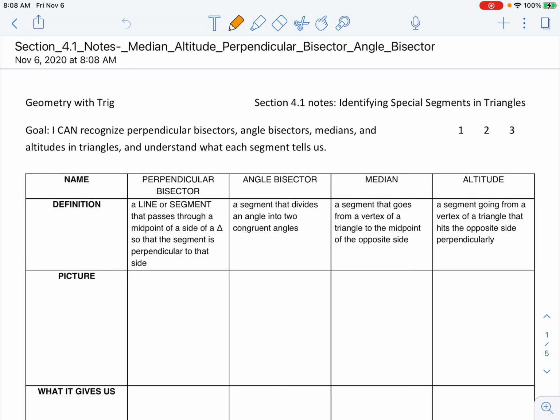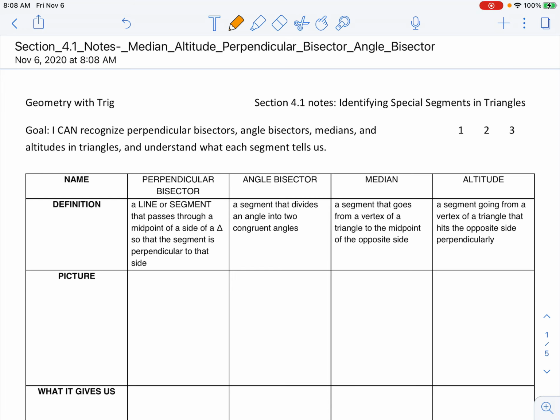All right, let's go ahead and get into section 4.1 notes. We're going to talk about special segments in triangles. So we're going to look at 4 key terms to start. Each one of these key terms will do something different to our triangle. And what we want to do today is be able to identify what actually happens given a key vocab word.